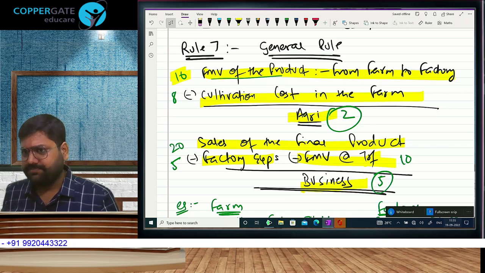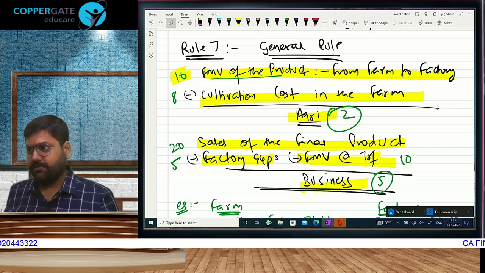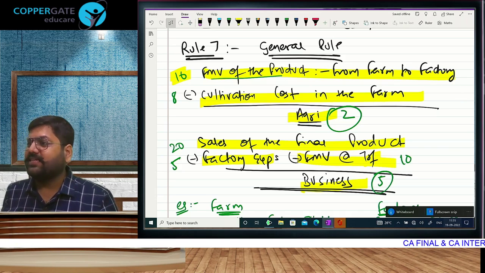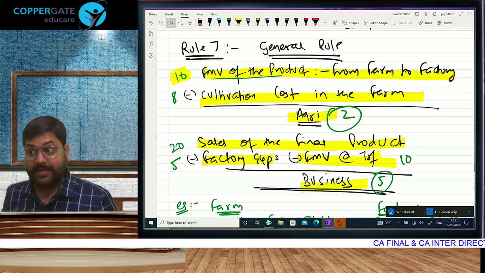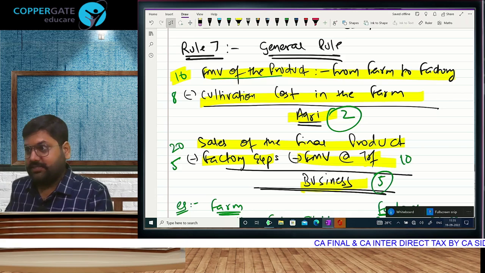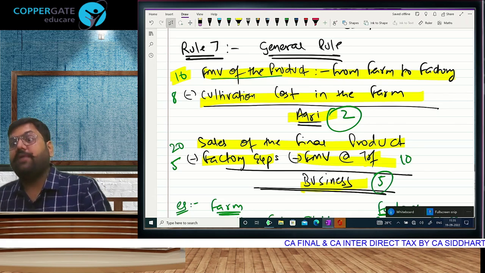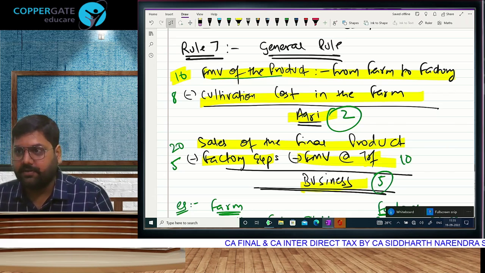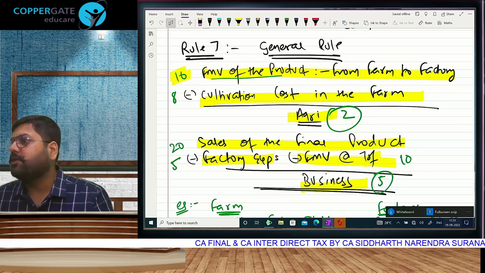Only agriculture basic operations exempt. Only agriculture basic plus advanced. Only agriculture advanced operations taxable. Correct? But when you are doing combo, where basic plus advanced is your agriculture, and then you are further processing that product into factory to change the identity of the product, that means you are doing business also.